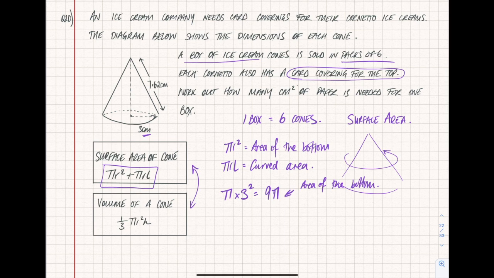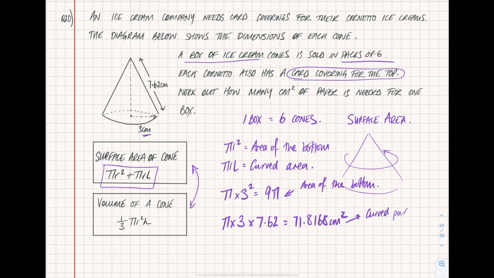Okay, then I need to do the pi times the radius, which is 3, and then times by the length, which is 7.62. So this is where you're obviously going to need to use your calculator to do that bit. So when you do pi times 3 times 7.62, that gives you 71.8168 centimeters squared. So this bit is the curved bit.